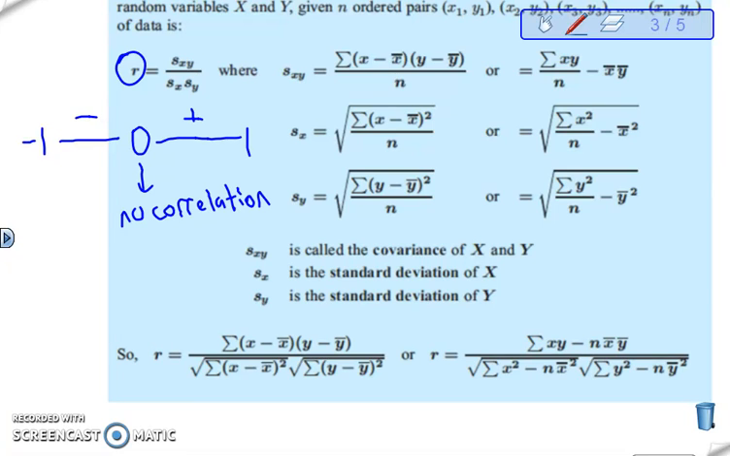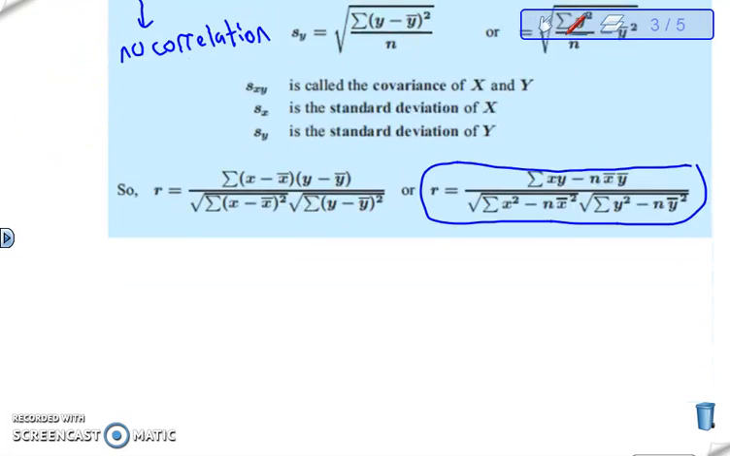To calculate the R, we're going to have to use one of these big complicated formulas. So what we need to know is what each of those things means, right? The X and Y are the lists. The ones with the bar over it tell you your average.